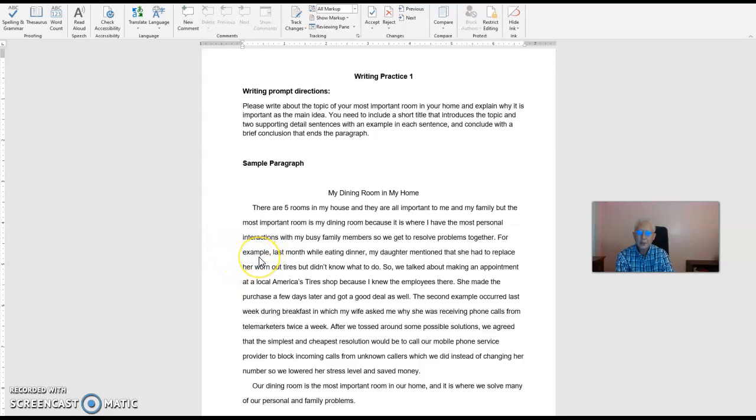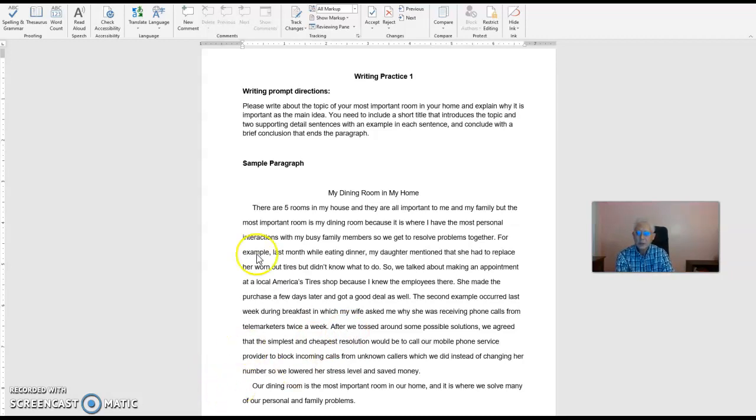For example, here, I gave the example of an occurrence that happened last month, and also some of the details that occurred in the example. And then in the second example, I also provided the situation and also the problem and the resolution, and some of the benefits to having the resolutions.